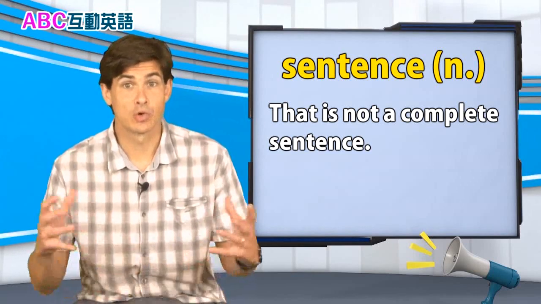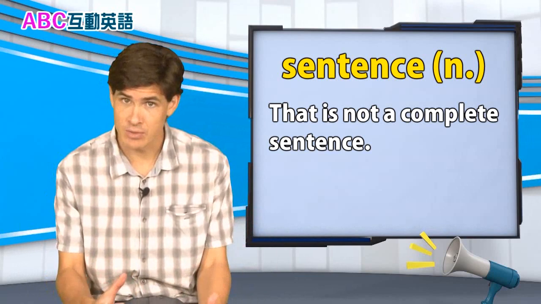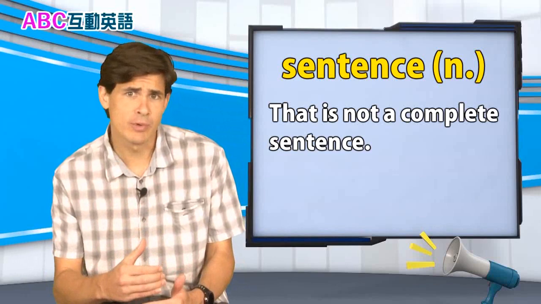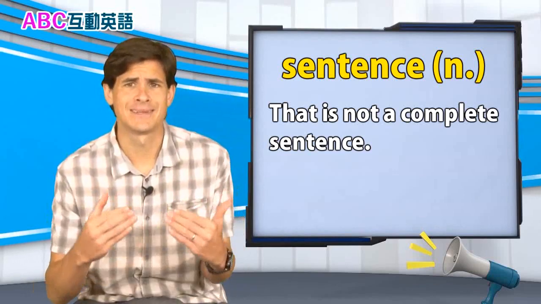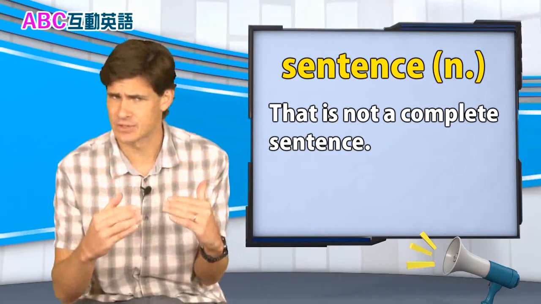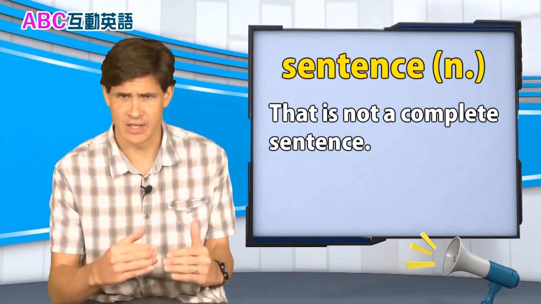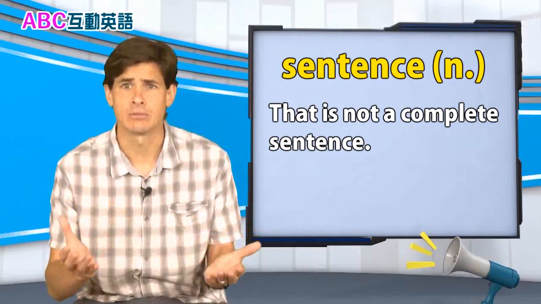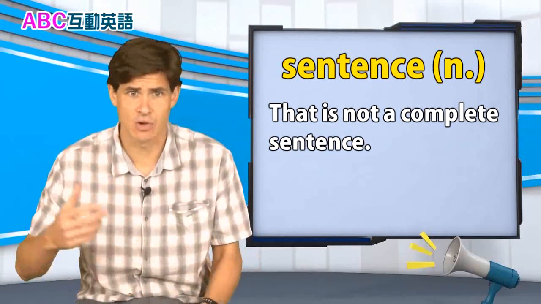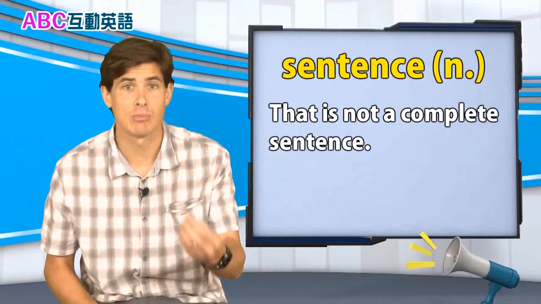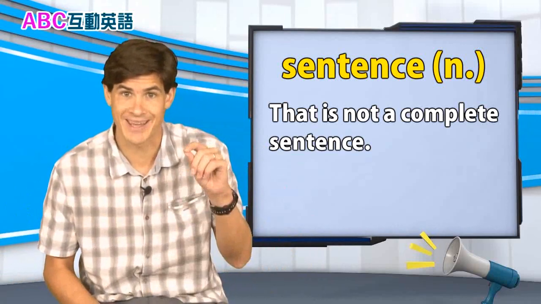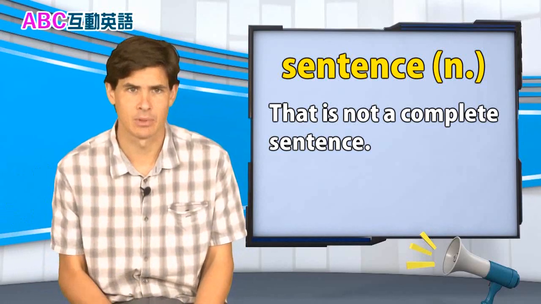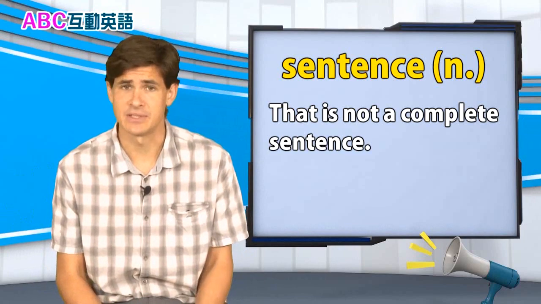A sentence is a group of words that come together and make sense. Yes, a sentence is a group of words that form a complete idea. Yes, a sentence must make sense. Yes, its words must come in order and everything has to be complete. Okay, with a sentence you can ask questions, make commands, and more. By the way, a sentence starts with a capital letter and ends with a period. For example, that is not a complete sentence.